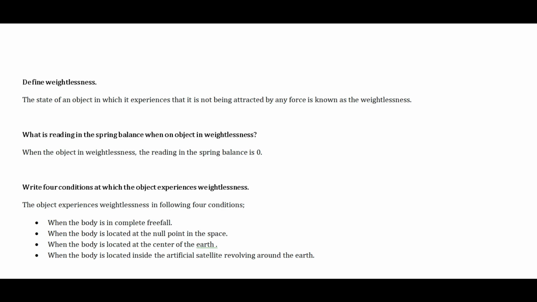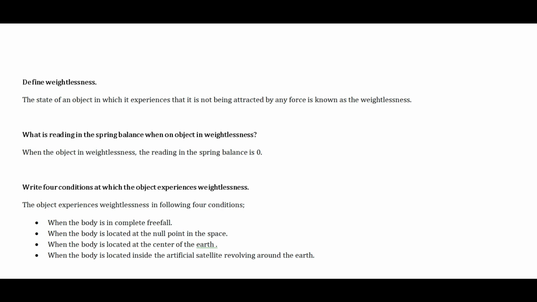And the third condition is when the object is located at the center of the earth. At the center of the earth, the value of the acceleration due to gravity is zero, and the value of the gravity is also zero. So in that case the weight of the object is also absolutely zero. So it is the third condition, if the object is located at the center of the earth.